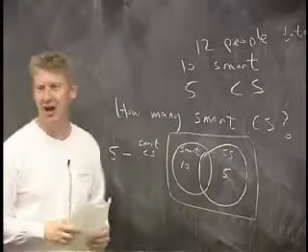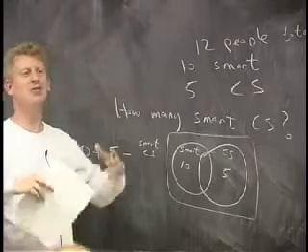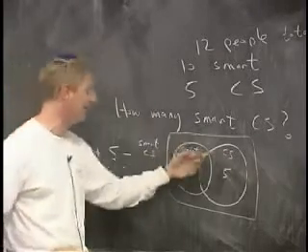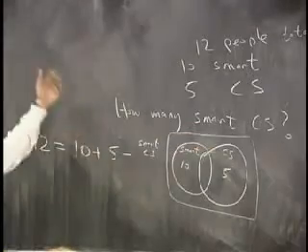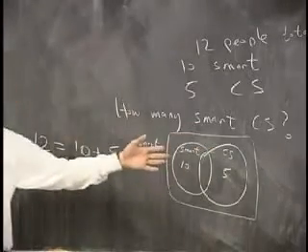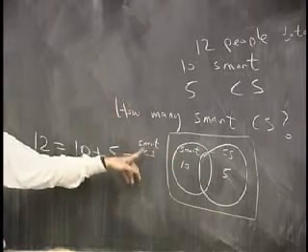Oh, but I'm trying to tell you that there are none. I'm trying to imply that there are 12 people total that are just here. There's nobody outside of this. You know that 10 of them are smart, 5 of them are computer scientists. Then this guy has to be 3.